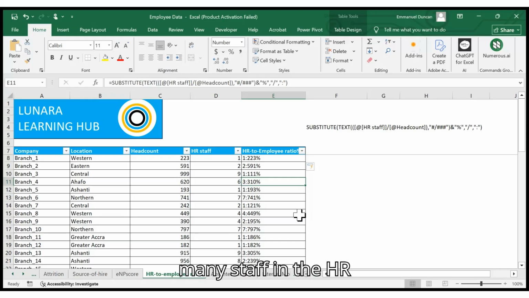How many staff in the HR department is handling an equal number of staff in the organization. In the next section, we are going to look at absenteeism rate.